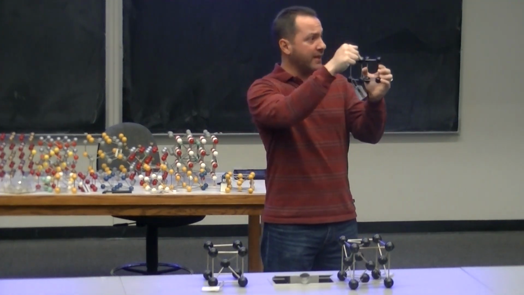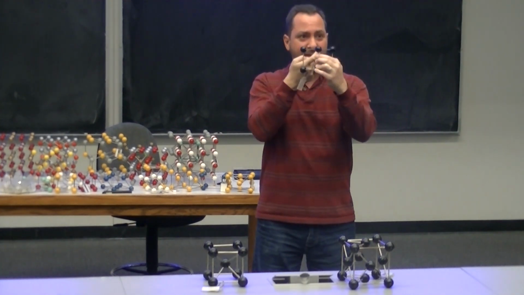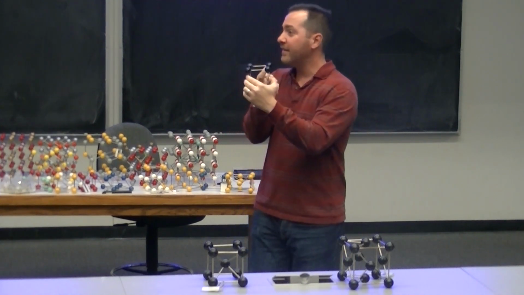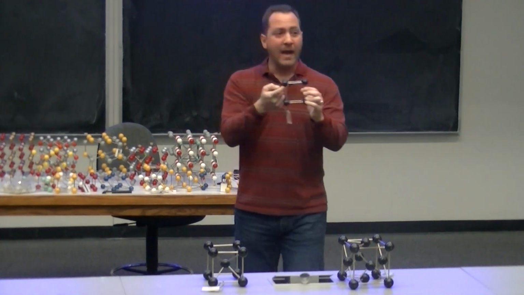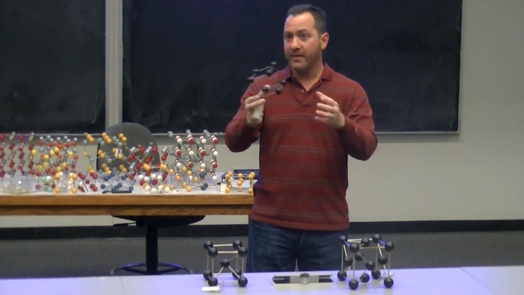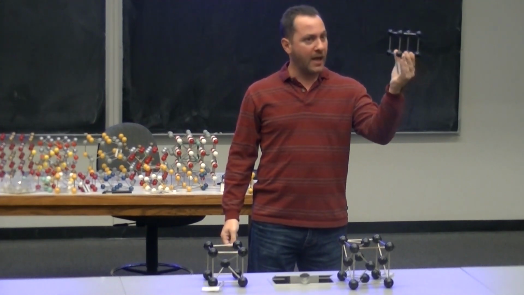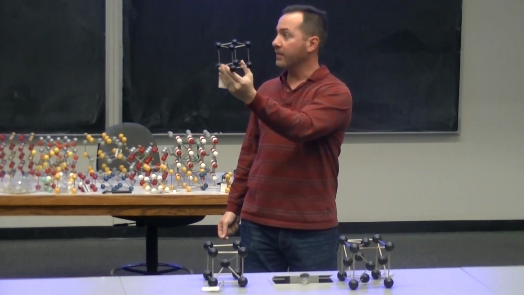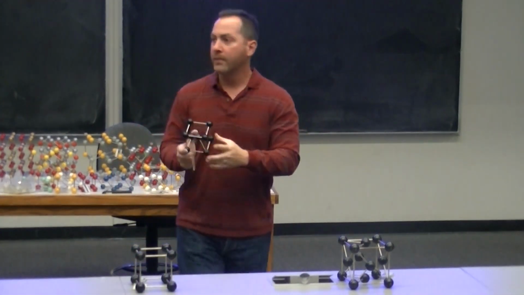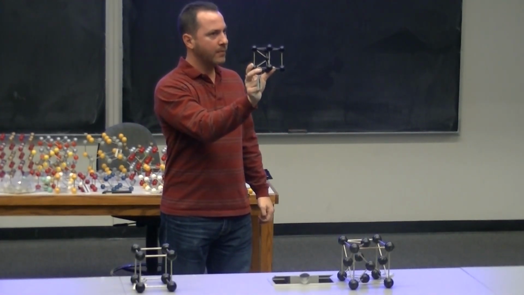Every one of these balls, every one of these vertices, contributes 1/8. So this small piece right there is the only part of the ball that is inside the structure, right? And it contributes 1/8. So we have 8, and 1/8 times 8 means 1. For a primitive cube, we will have 1 atom in each unit cell. What about a body center? How many atoms are there here?